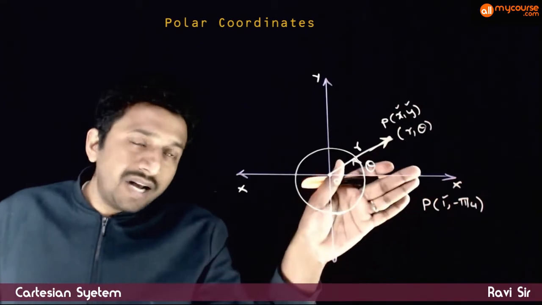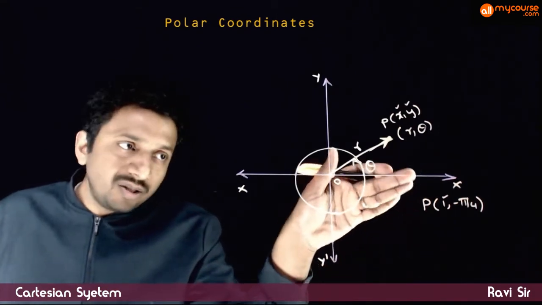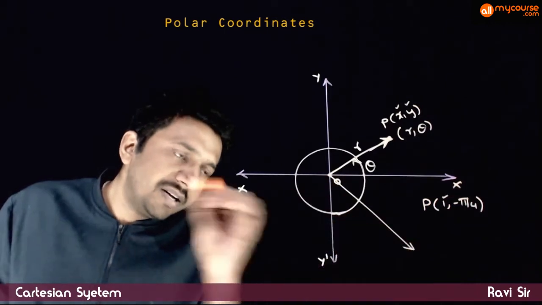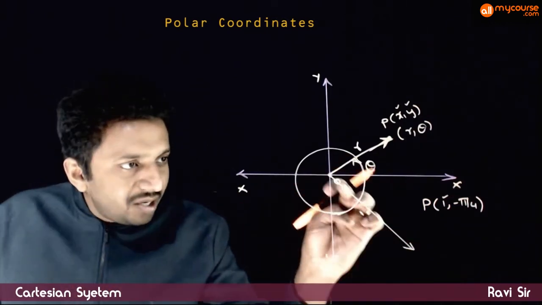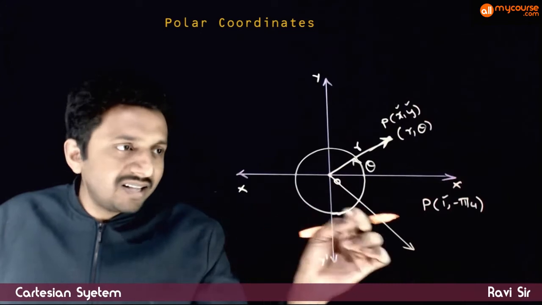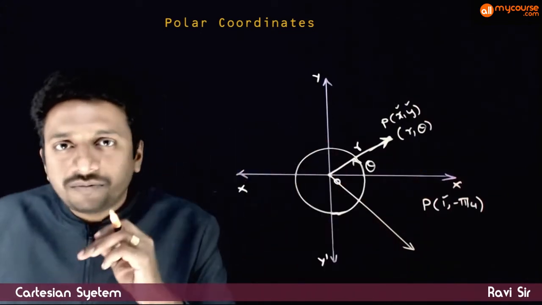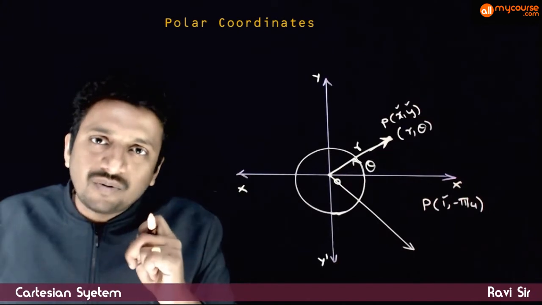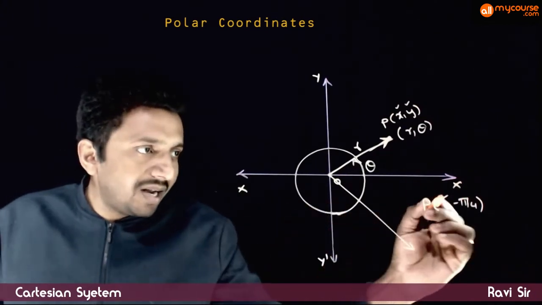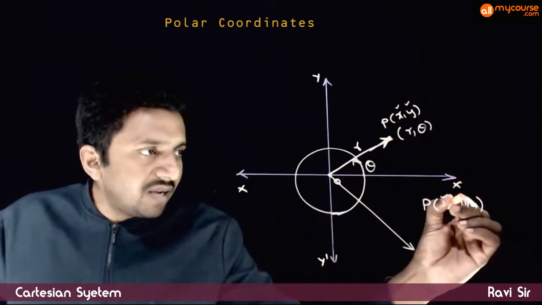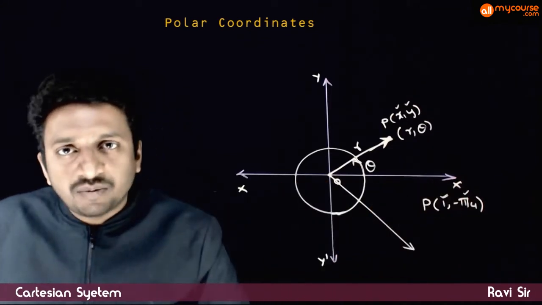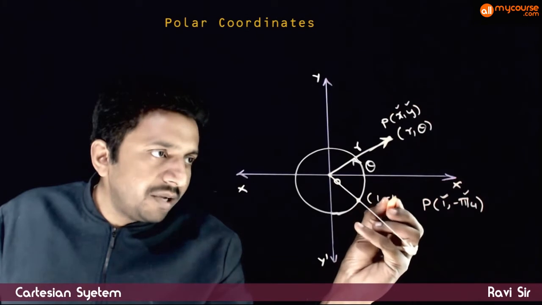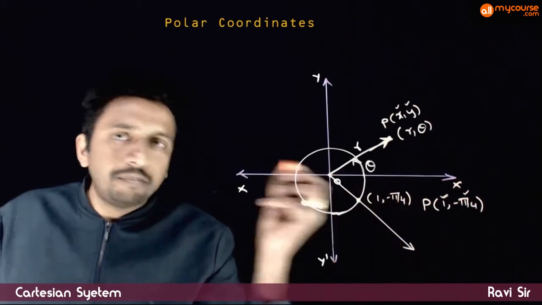So you rotate the ray through an angle of -pi/4. So this will be the terminal ray. Any point on this ray has an angle of -pi/4 with x-axis. Any point on this circle will have a distance of 1 from origin. So now I want a distance of 1 from origin as well as an angle of -pi/4. So this will be the required point (1, -pi/4).